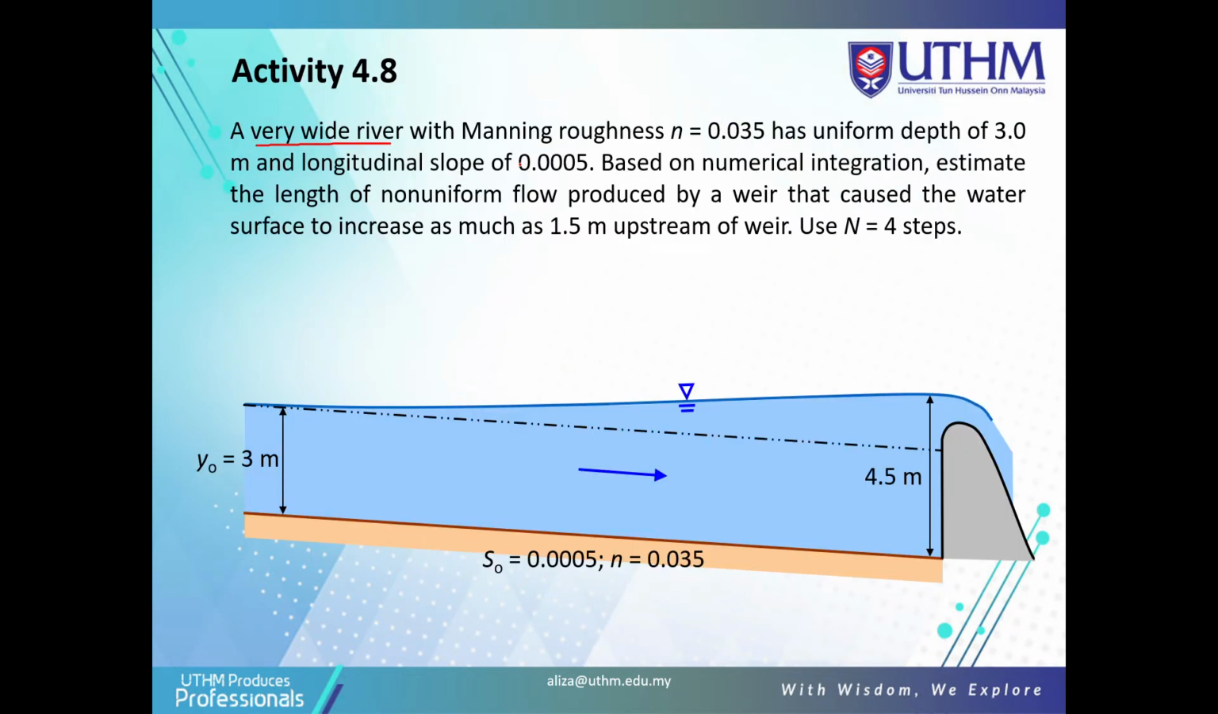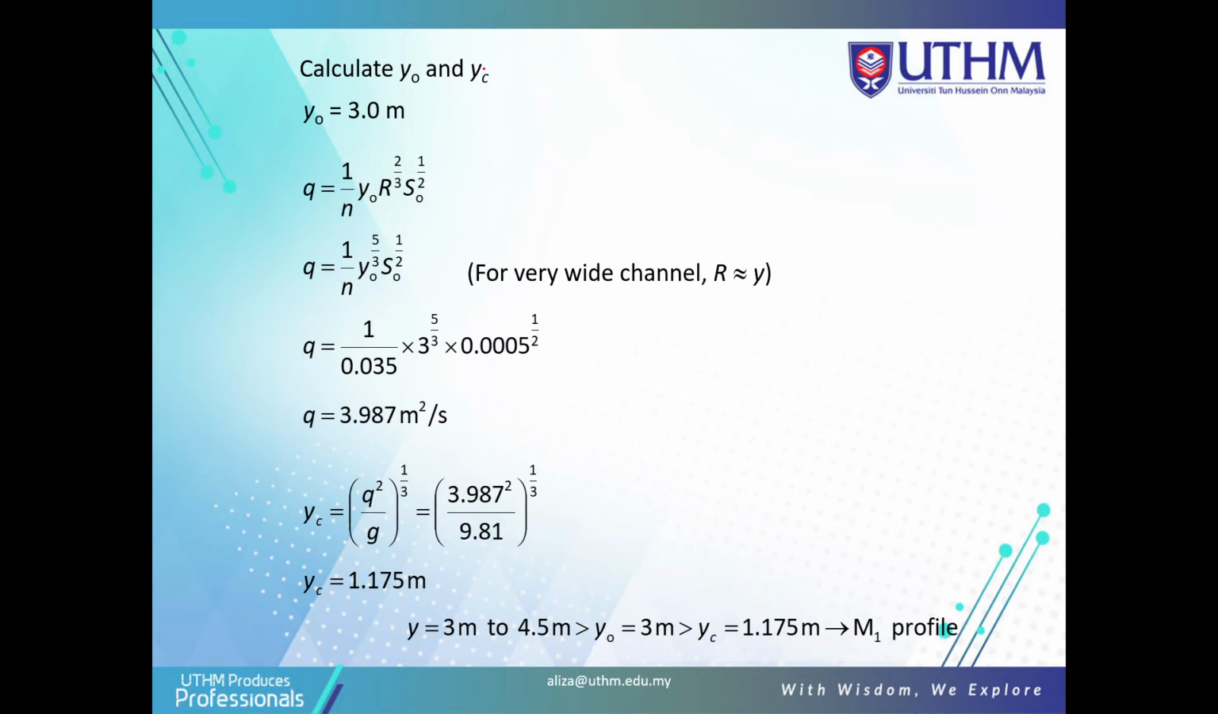With the numerical integration method, the same question is to estimate the length of non-uniform flow produced by a weir that causes the water surface to rise. In the same question, upstream of the weir, we use N as 4 steps. We use this formula first. You must calculate Y naught and YC. Y naught is given. This is the same method as example 4.7: you find Q, then you get YC, and you get the M1 profile. It is the same calculation.